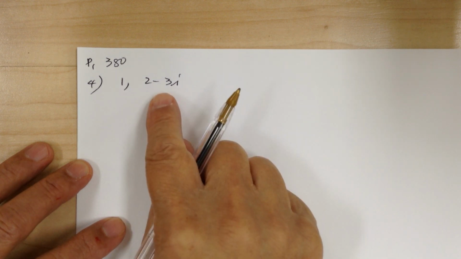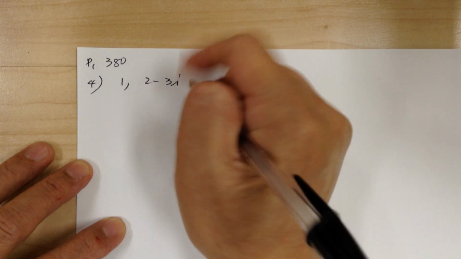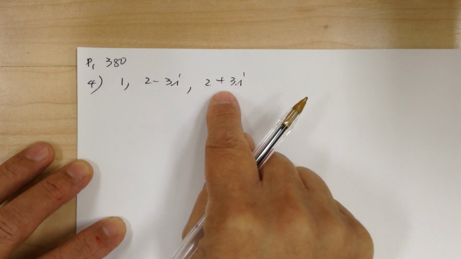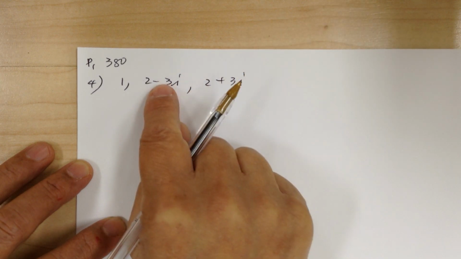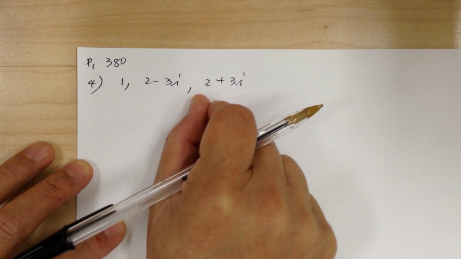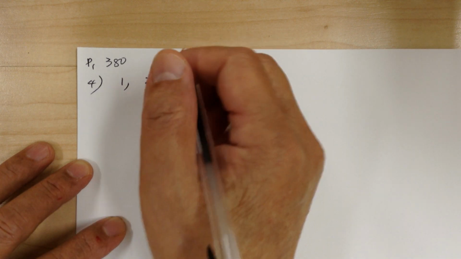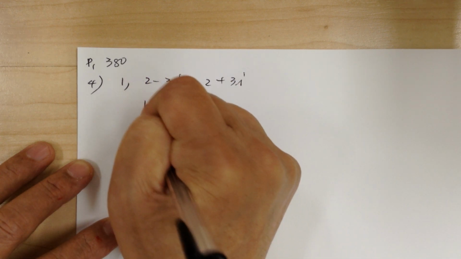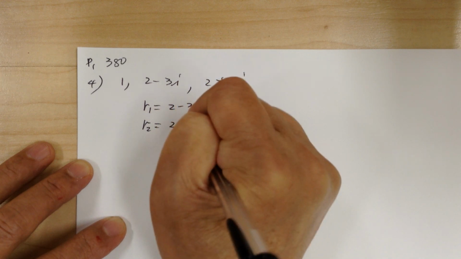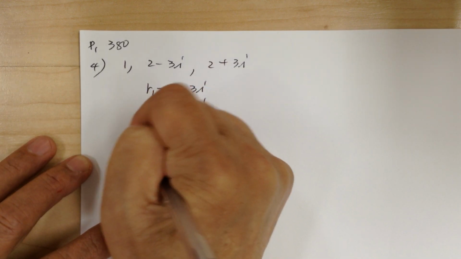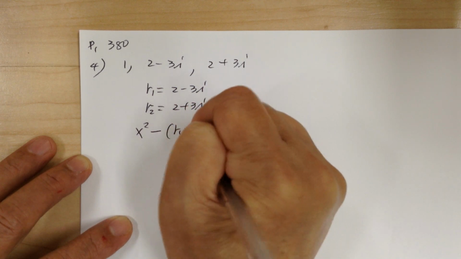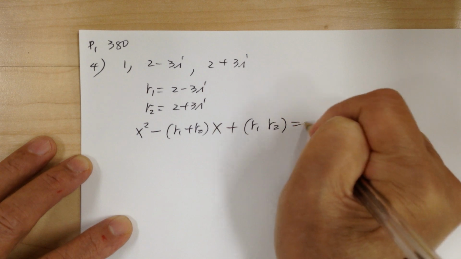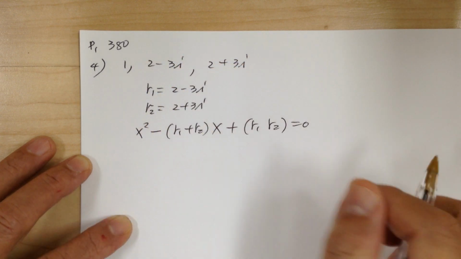But from here you know that if this has i, you have to have a conjugate. So this has to be 2 plus 3i. So again, you always deal with the conjugate first. Just like the previous one, you got R1 equal to 2 minus 3i, R2 equal to 2 plus 3i. So get your root equation: x squared minus (R1 plus R2)x plus R1 times R2 equal to 0. So deal with the conjugate first.